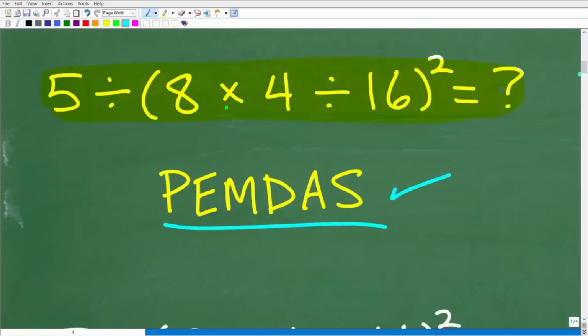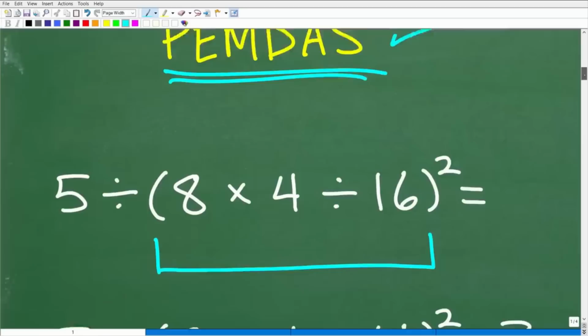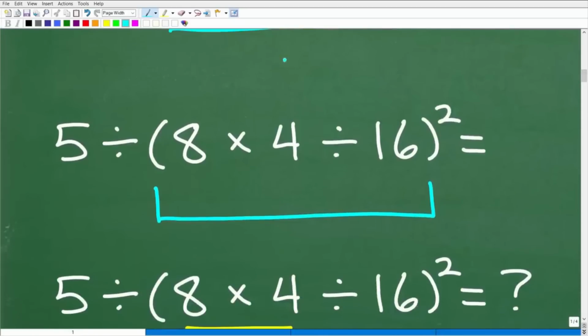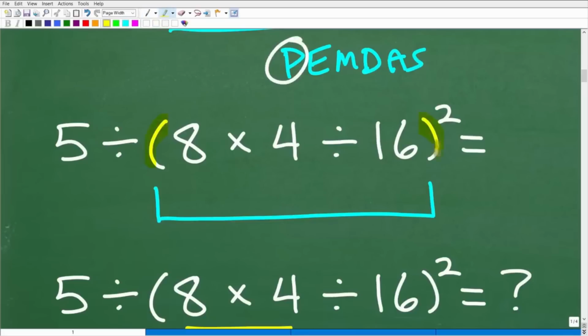Okay, so let's go ahead and get started now. If you forget what PEMDAS is, just write that down on a piece of paper and follow me through this problem. So PEMDAS, what's the first letter here? It's P. So the first thing I'm going to ask is, are there any parentheses? Clearly there are parentheses right there.